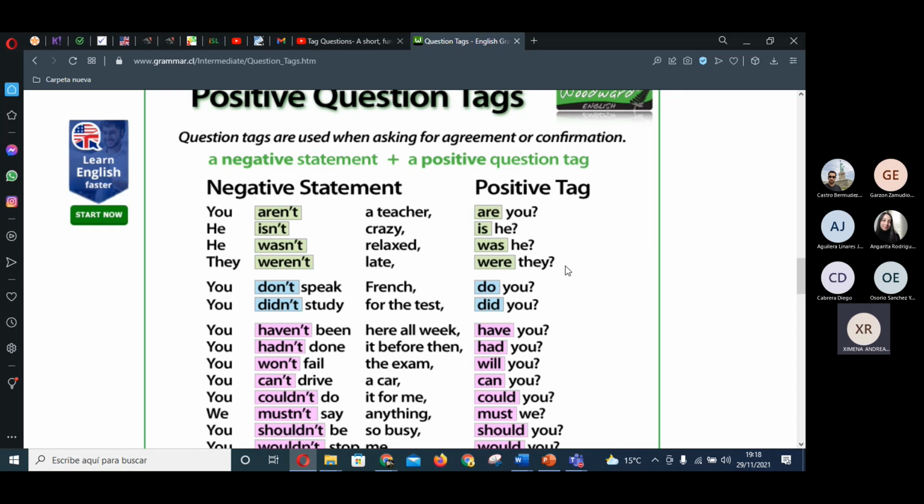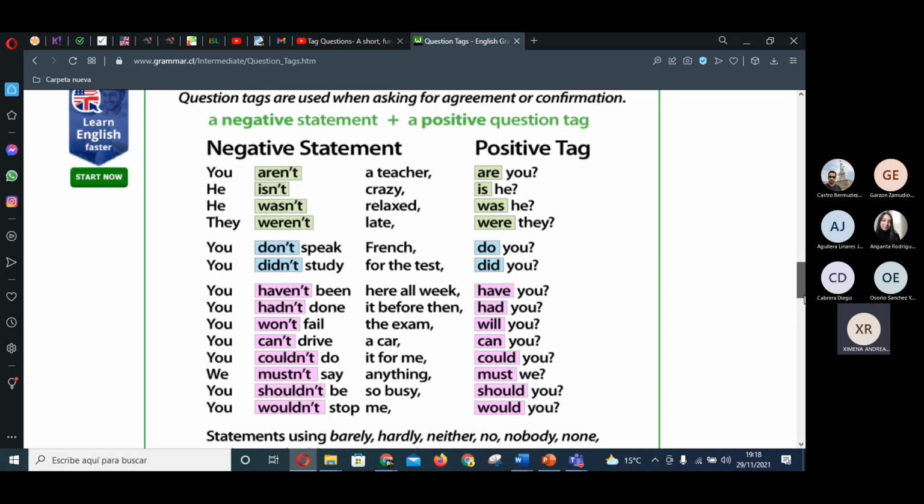Tenemos un ejemplo entonces también con presente simple. You don't speak French, do you? Miren que nuevamente el auxiliar cambia a una forma afirmativa, por eso quedaría do. Simple past, ¿cómo sé que es pasado simple? Pues por la oración, por el auxiliar. You didn't study for the test, did you? Miren, negativo, el auxiliar se convierte en un auxiliar afirmativo y el sujeto, ¿no? You didn't study for the test, did you?